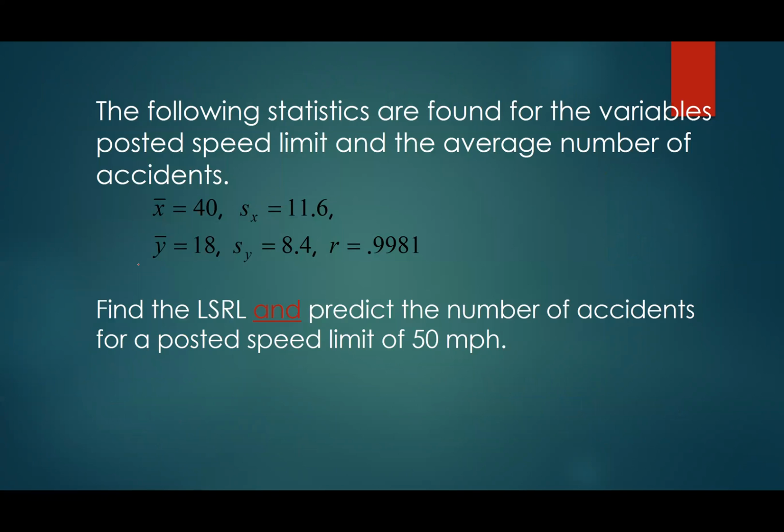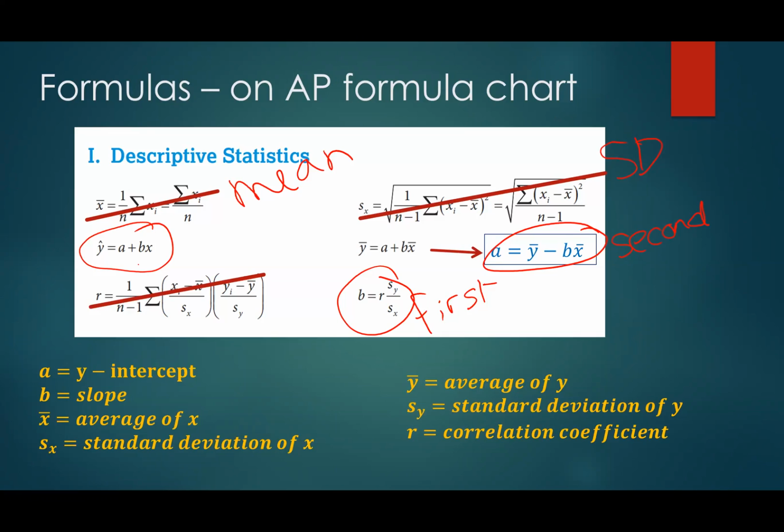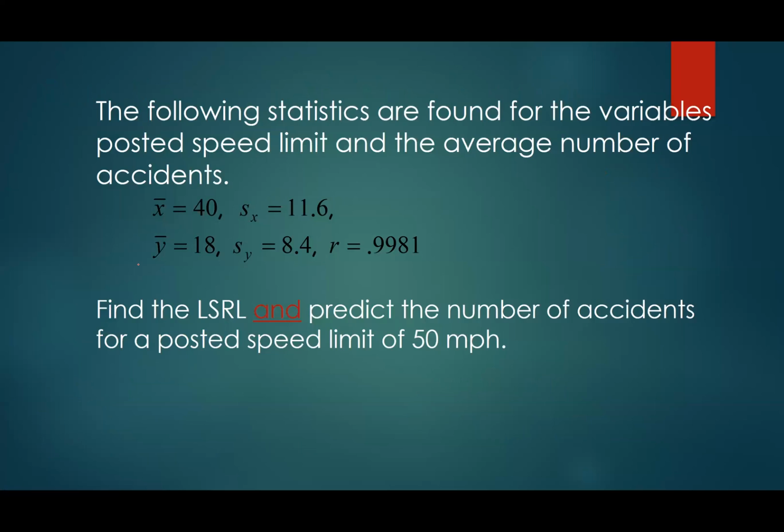So the following statistics are found for the variables of posted speed limits and the average number of accidents. Find the LSRL and predict the number of accidents for a posted speed limit of 50 miles per hour. So remember, we start with B. So we're going to do R times S of Y over S of X. So B is going to equal R times S of Y over S of X.